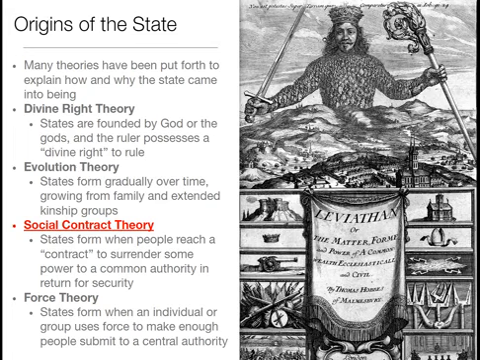There is the evolution theory that states form gradually over time, growing from family and extended kinship groups. For America, our government is based on the social contract theory that states form when people reach a contract to surrender some power to a common authority in return for security. And lastly, there is the force theory that states form when an individual or group uses force to make enough people submit to a central authority. This is evident through dictatorships and totalitarian governments when we see a leader or a group take control by force.